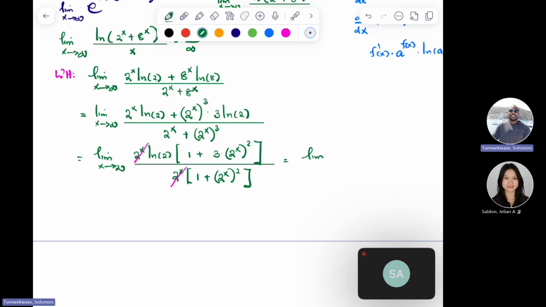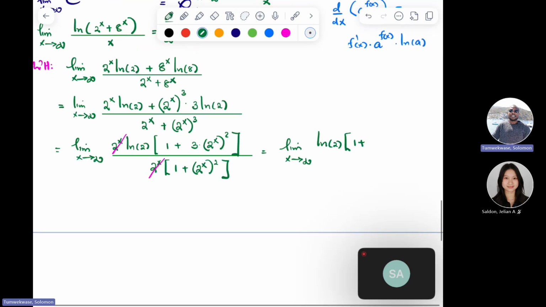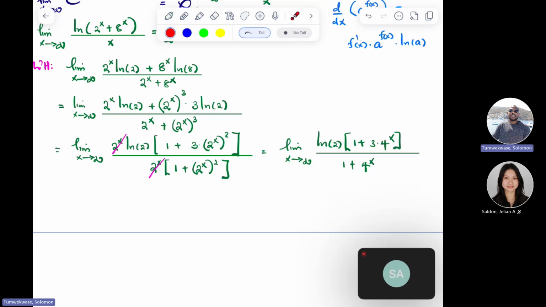So this is limit as x approaches infinity, natural log of 2 is outside, then 1 plus, I can write this as 3 times 4 to the x, then over 1 plus 4 to the x. I hope you can see that. 2 squared is 4, but we have a power x there. Okay.